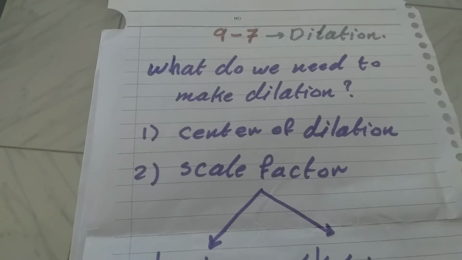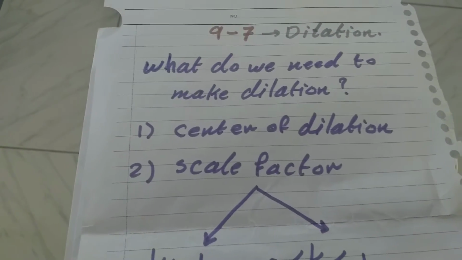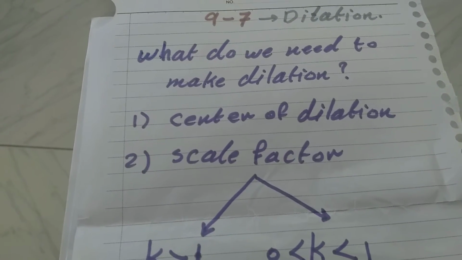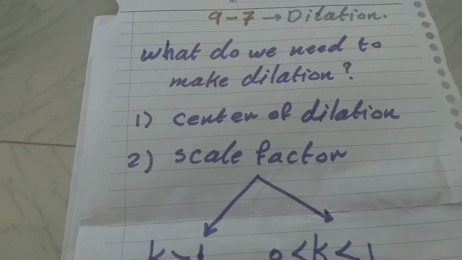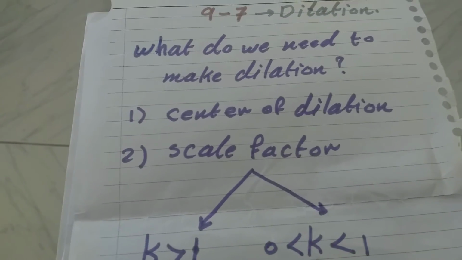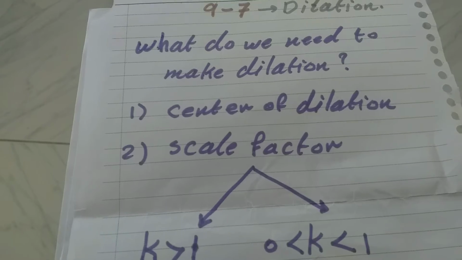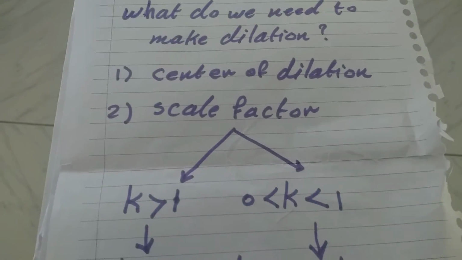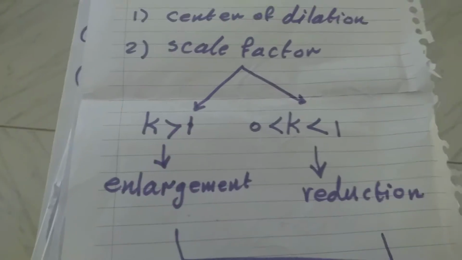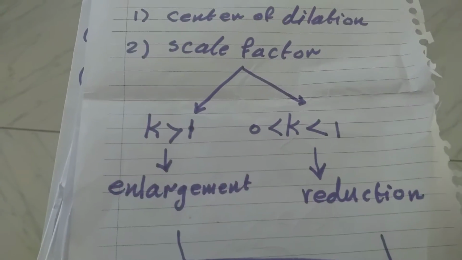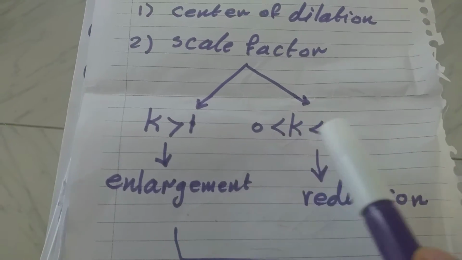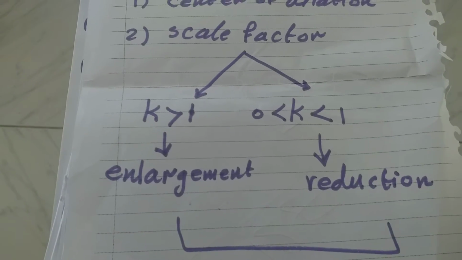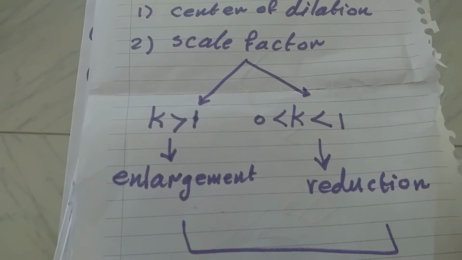Today's lesson is dilation, lesson number 7 of chapter 9. What do we need to make dilation? To make dilation, we need 2 things: the center of dilation and the scale factor. For the scale factor, I insist on talking about 2 cases: k more than 1, and k more than 0 and less than 1. But could the scale factor be negative? Yes, it could be negative.